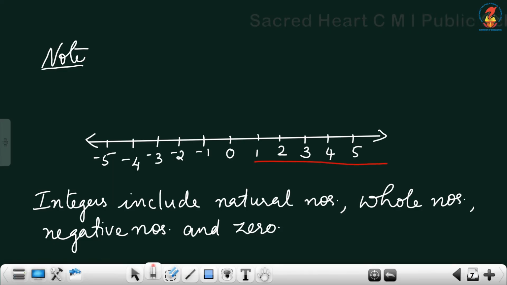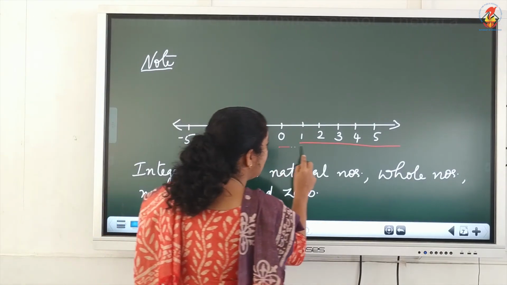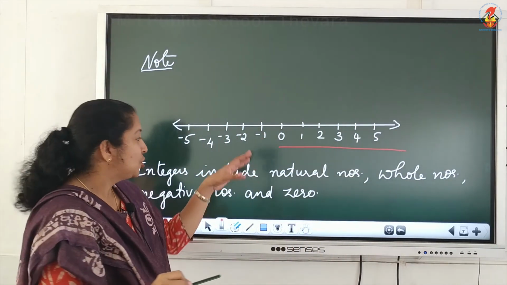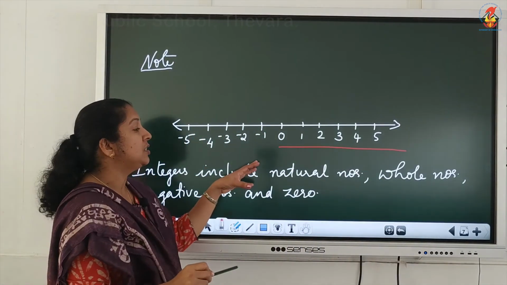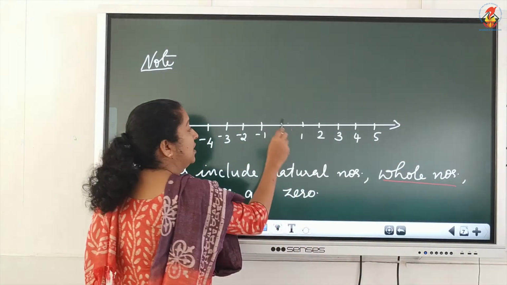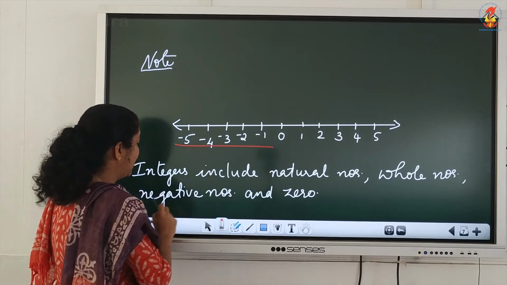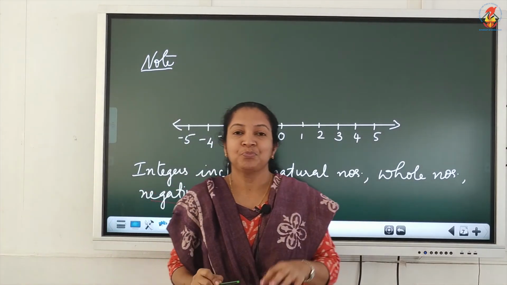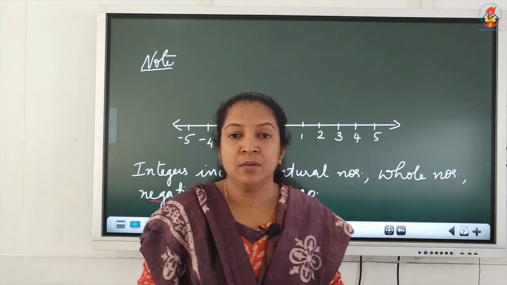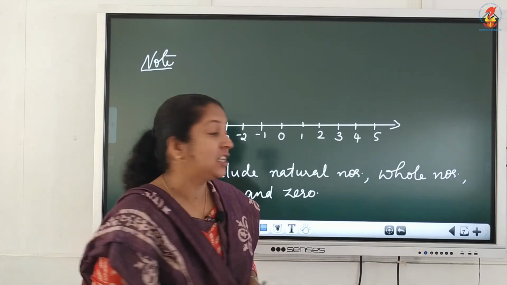What about whole numbers? What do you mean by whole numbers? 0, 1, 2, 3, 4, etc. That is also there. So this means that integers include natural numbers, whole numbers, 0 and negative numbers.